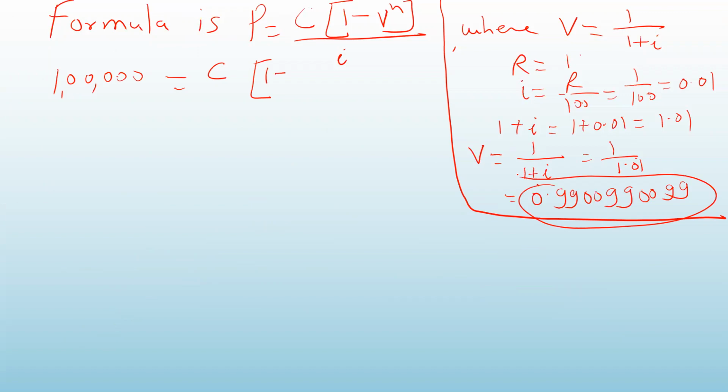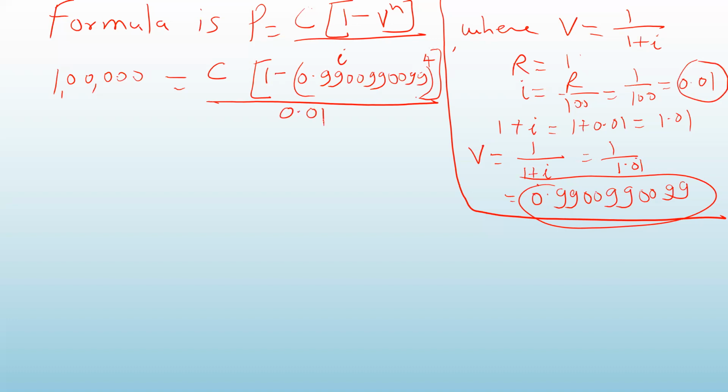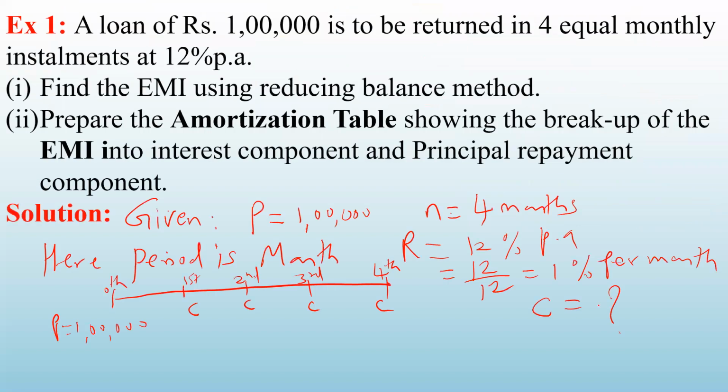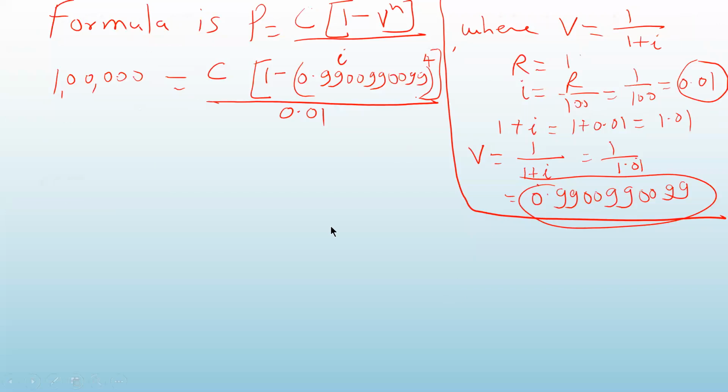This is your V, correct? 0.9900990099. This is your V raised to power N, N is 4, divided by I. I is 0.01. Okay. So the first step is put everything in the formula. C you have to calculate. Now to find out the value of C, you have to solve this equation.